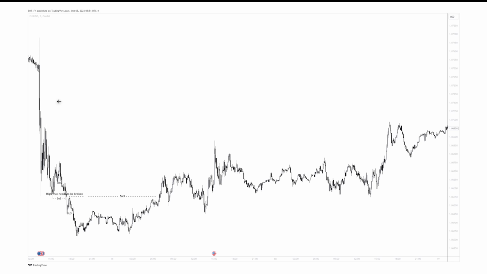In the next video, we will discuss in more detail how we can use this to our advantage and actually enter a trade setup.